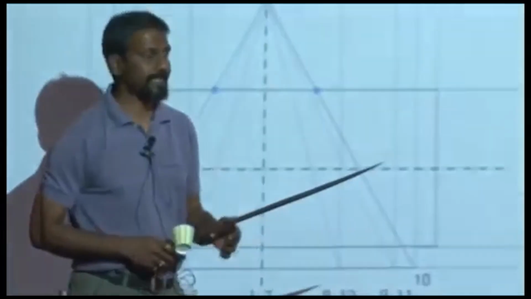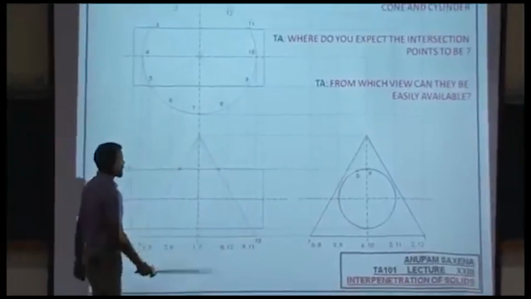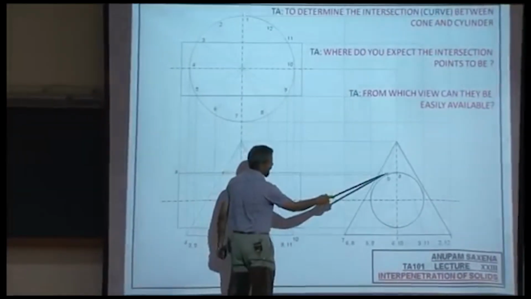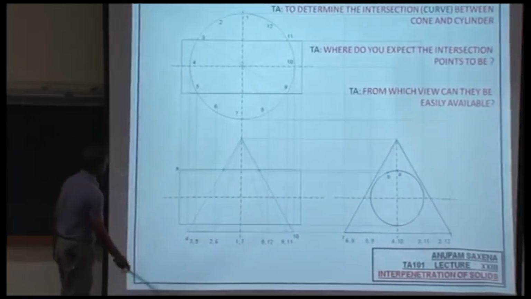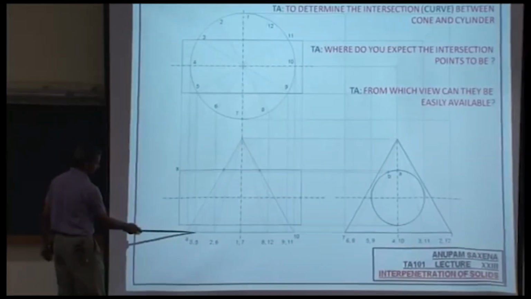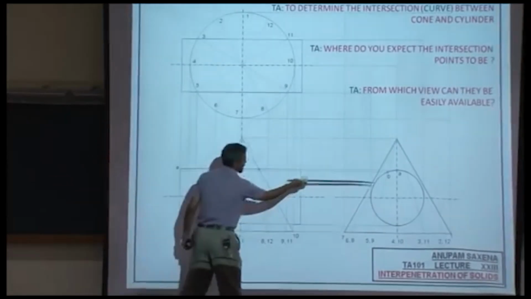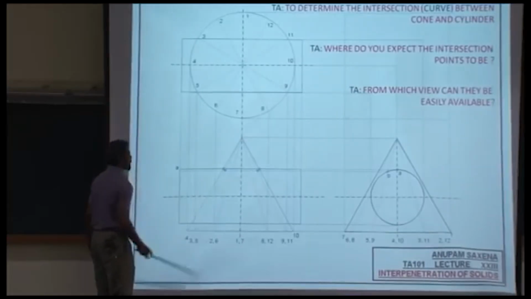Now, the other two intersection points are going to be here and here. So, point B would lie on the slant line 5, 9. Go on to the front view. 5 is here, 9 is here, and it is at this height. So you'll have point B here and correspondingly point B there.